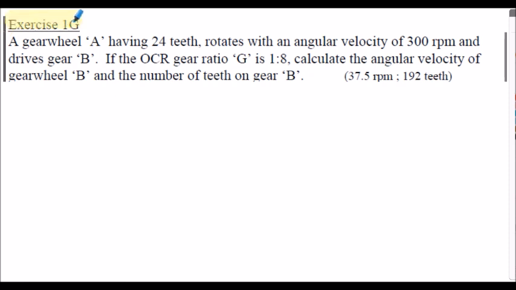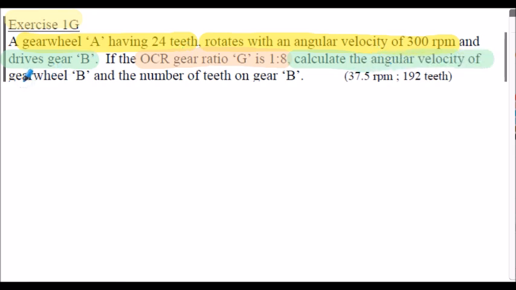Exercise 1G. Gear wheel A, having 24 teeth, rotates with an angular velocity of 300 RPM, and this drives gear B. If the gear ratio is stated as 1 upon 8, we've got to calculate the angular velocity of gear wheel B and the number of teeth on gear B. Answer shown in the bracket here. So I'd encourage you to stop the presentation and attempt exercise 1G. It's very similar to that of the previous example, but I'll show you the solution on the following slide.